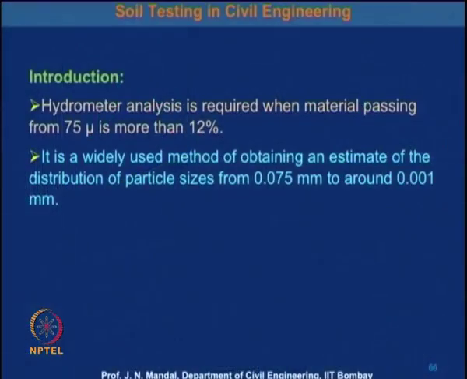So, next we will discuss hydrometer analysis, and that is required when the material passing through the 75 micron sieve is more than 12%. It is a widely used method of obtaining an estimate of the distribution of the particle size from 0.075 millimeter to around 0.001 millimeter. So, we use the hydrometer analysis in such a case.